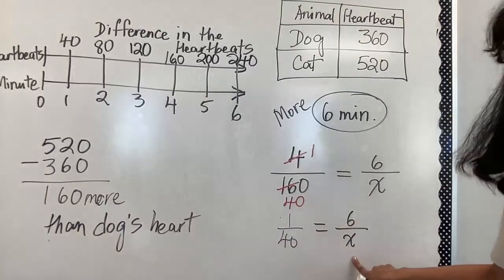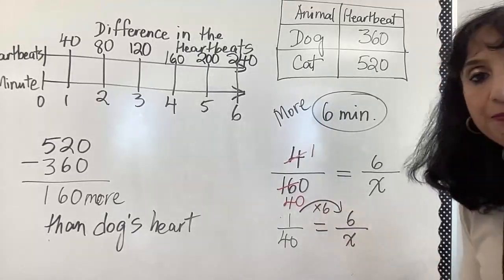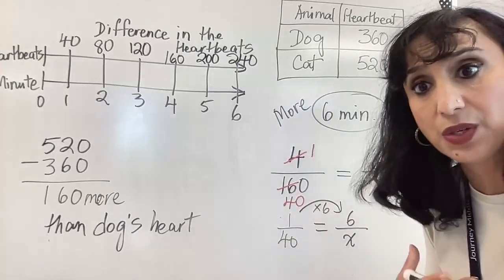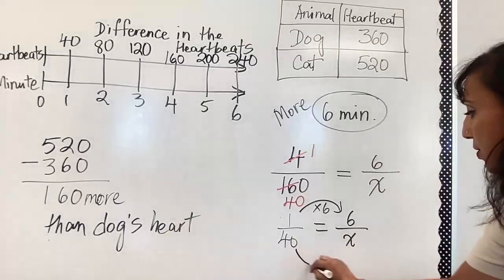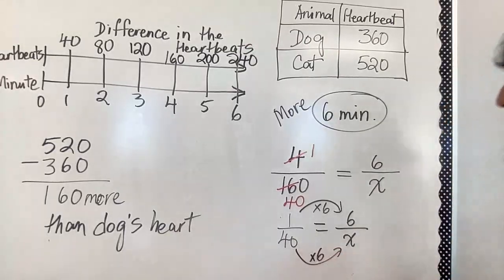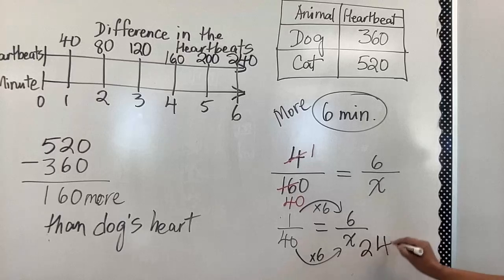And then I look at this and I know that 1 times 6 gives me 6. And whatever I do to the numerator, I'm going to do the same thing to the denominator. So times 6. All right. And so 40 times 6 is going to give me 240 as my answer. So this is one way to do it.